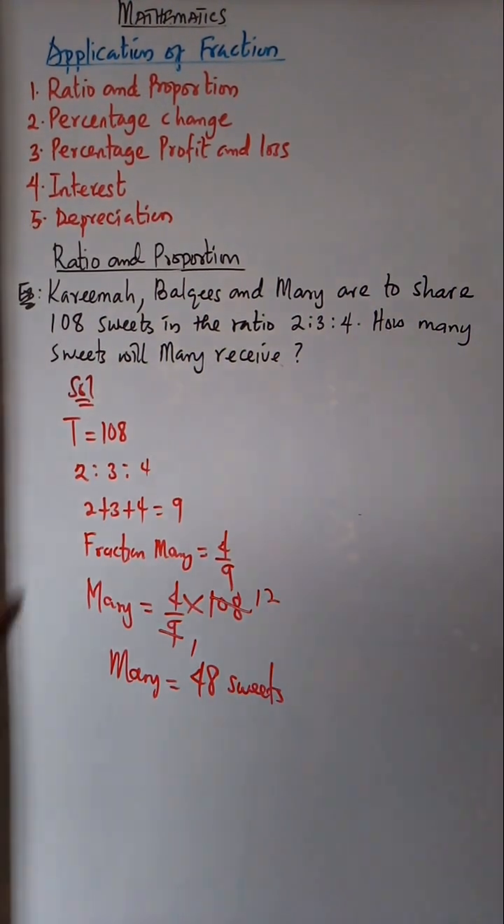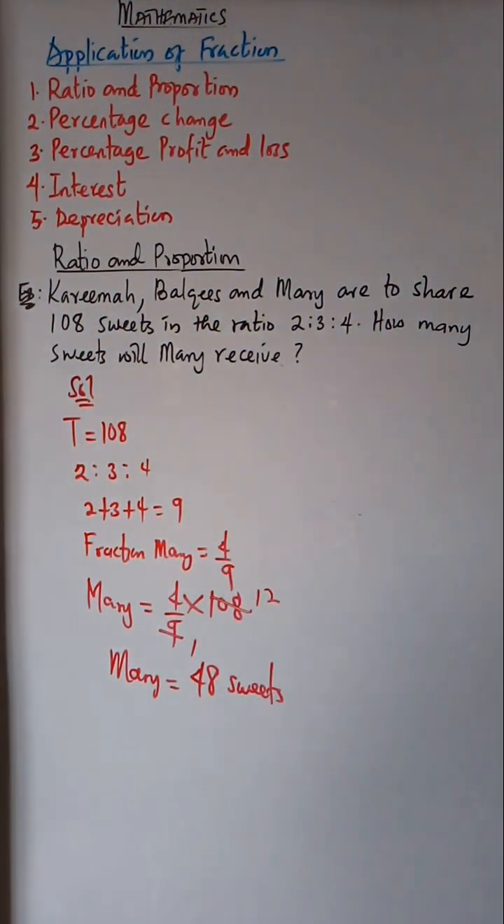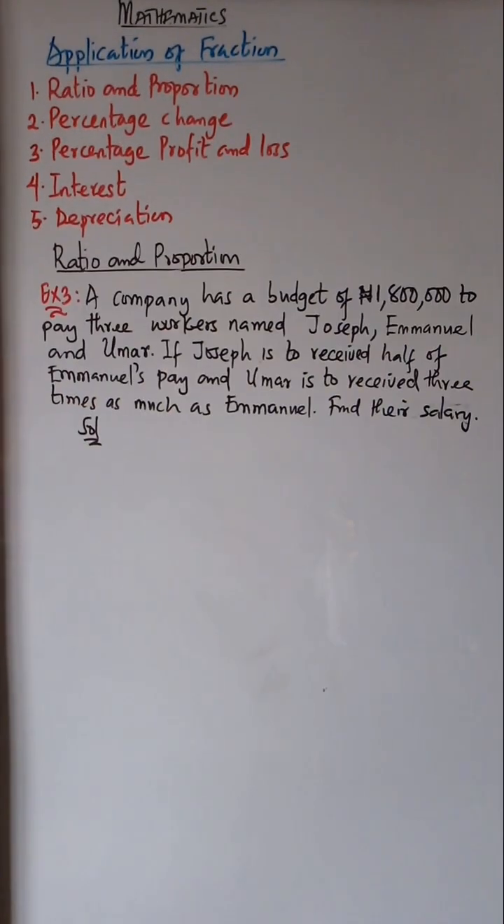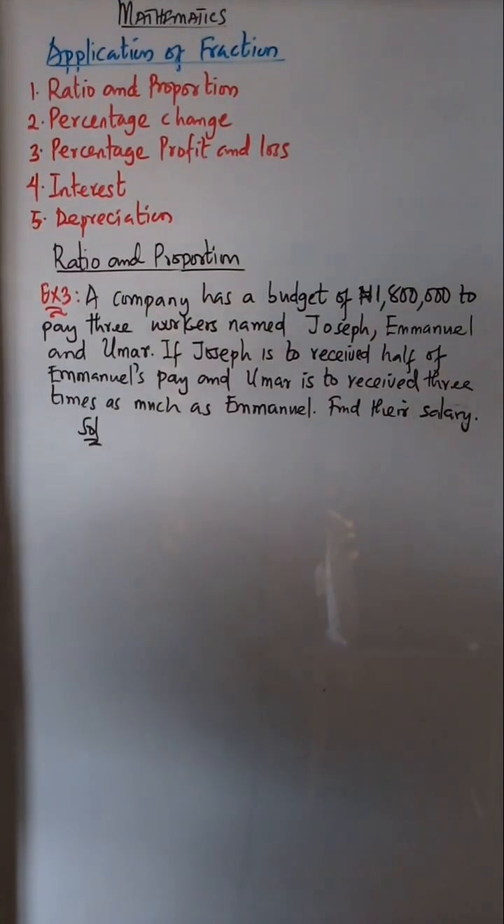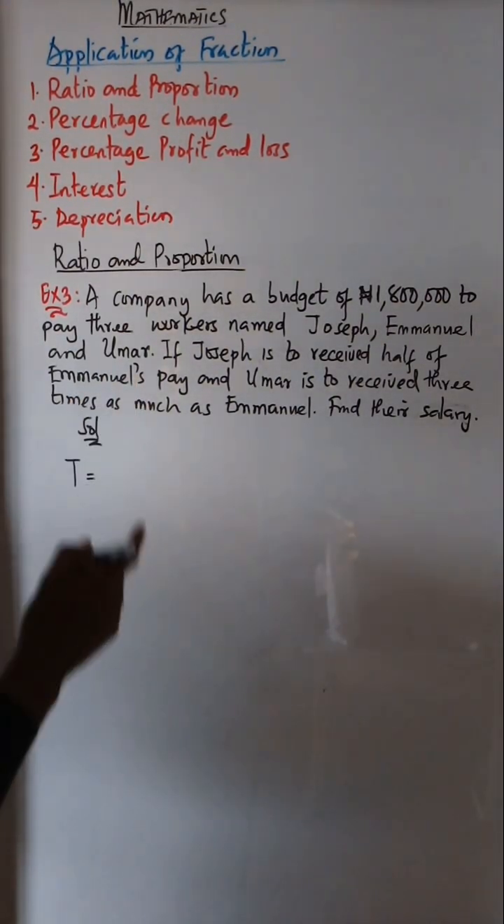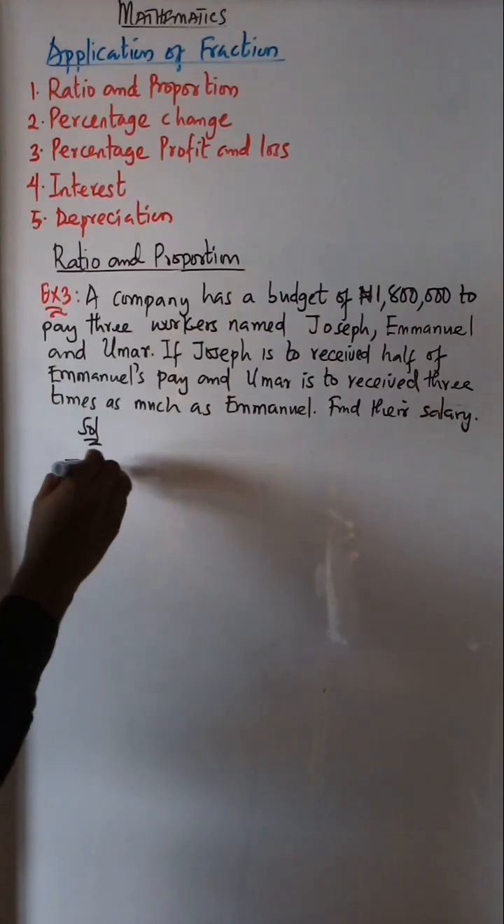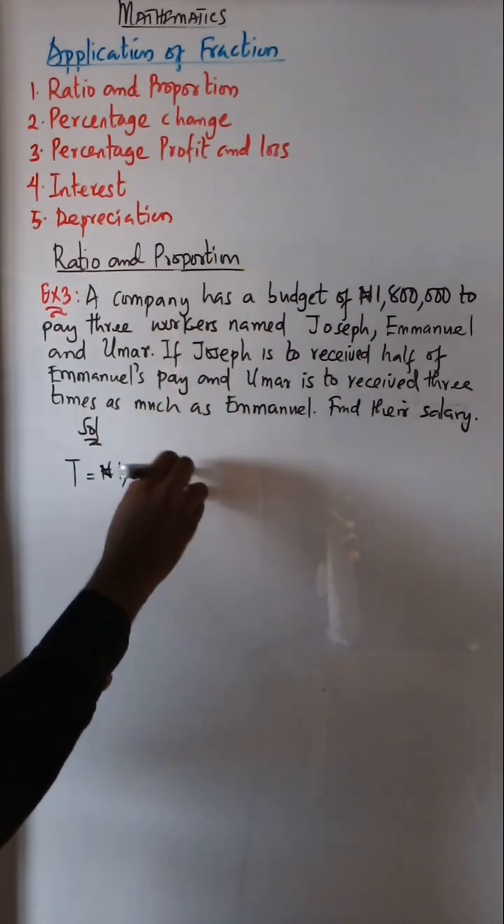Now, some question under this, you won't be given the ratio at all. But you can be given what you can use to get the ratio. For example, look at this question. A company has a budget of 1.8 million naira to pay 3 workers named Joseph, Emmanuel, and Umar. In this case, we are given the total to be shared between Joseph, Emmanuel, and Umar. And what is it? 1,800,000. So, since you are given the total, no more panic.